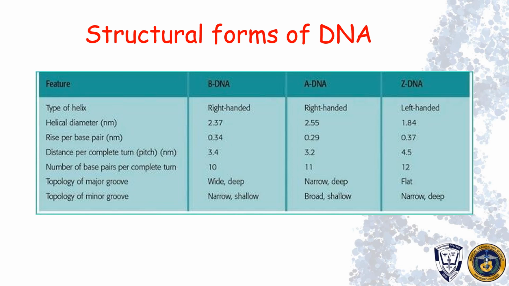So to compare the three, we have here the type of helix, if it is either right-handed or left-handed, the helical diameter, the rise in base pair, measured in nanometers or in angstrom. Then the distance per complete turn, the number of base pairs per complete turn, and then the topology of the major groove and also the minor groove.